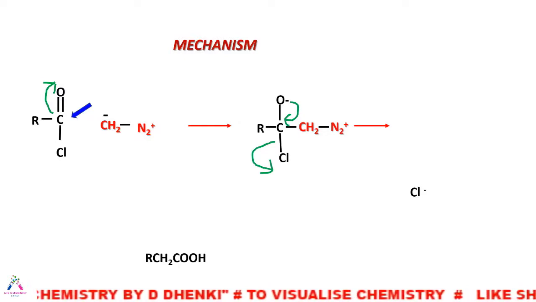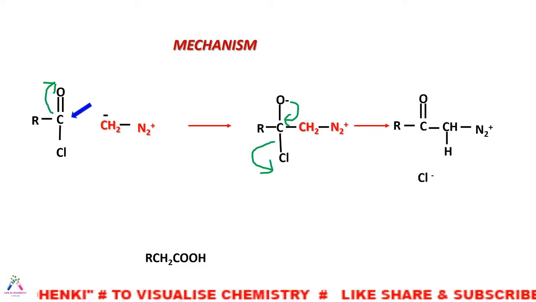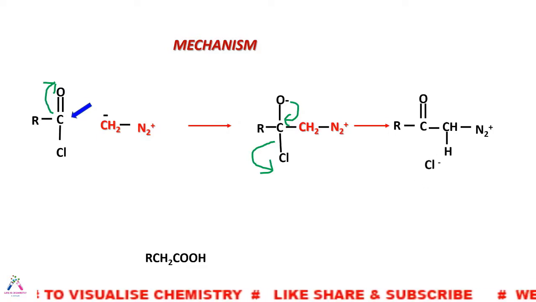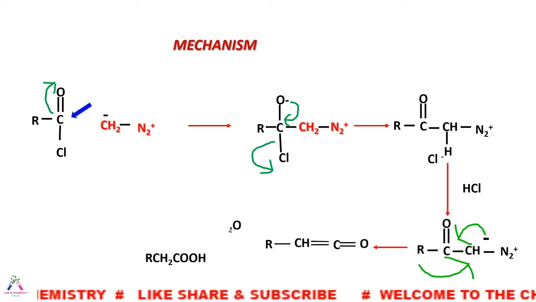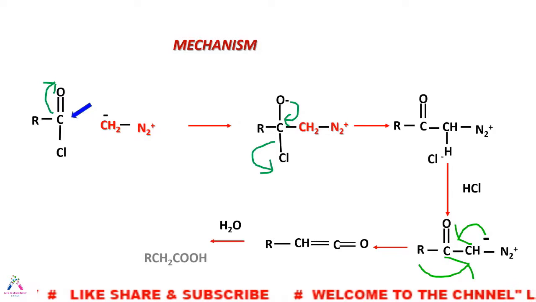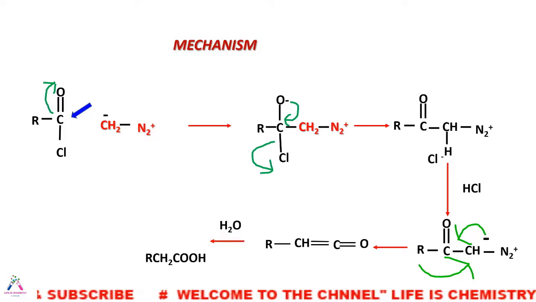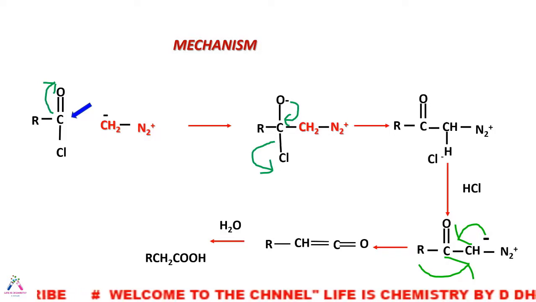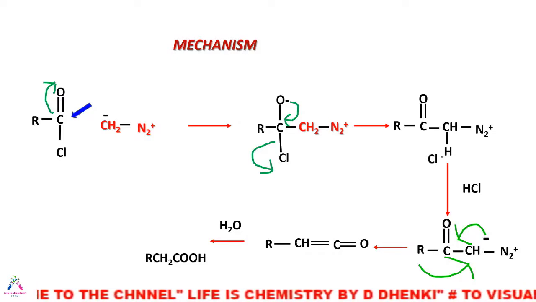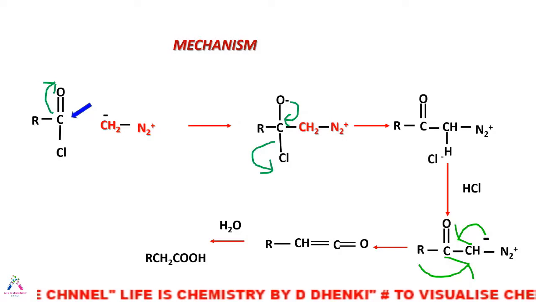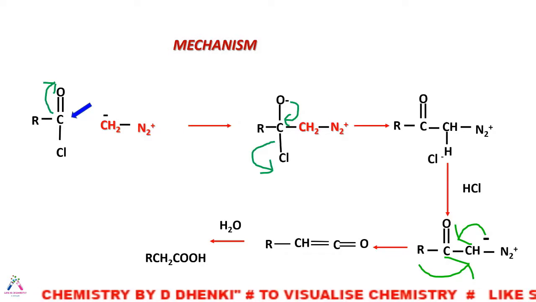This eliminated chloride ion again abstracts the acidic proton. After the abstraction of this acidic proton, it will produce a byproduct which is HCl and also another compound which is the diazoketone. After the formation of the diazoketone, the R group will migrate intramolecularly in a concerted way to form the intermediate ketene. After the formation of the ketene, it will react with water to form the homolog of the starting acid. These are the mechanistic details of the Arndt-Eistert reaction.